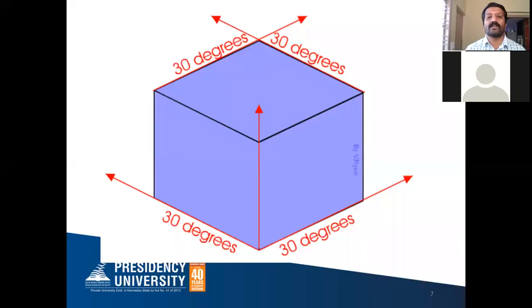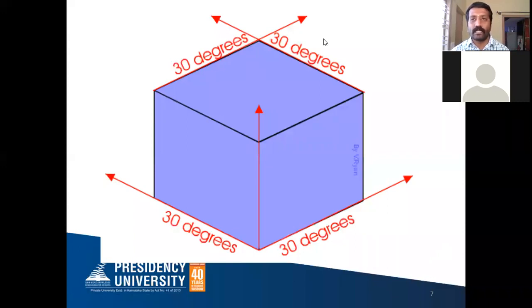Okay, here just one example I have taken, how to draw the cube. Say a cube of around 50 millimeter length. So first, you always draw the horizontal line in isometric projection. On the horizontal line, you take any one point like this. You observe my cursor. I identify one point on the horizontal line, and from this point you draw the 30-degree line on either side.